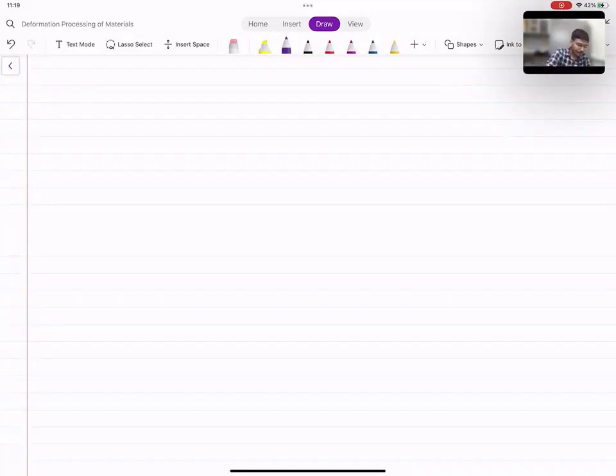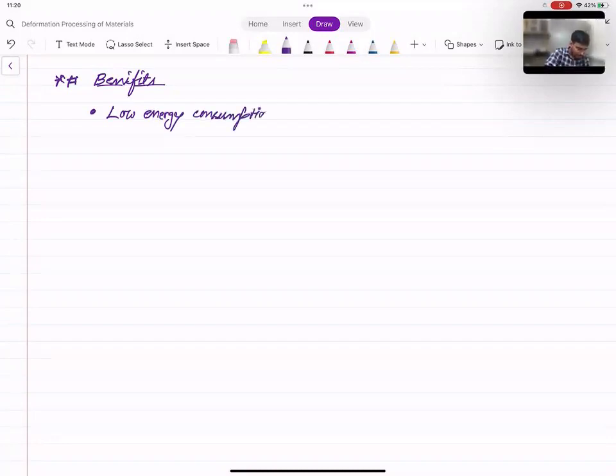Let us see some benefits of the electromagnetic forming. This process requires very low energy, or it has low energy consumption. And the productivity and reproducibility is very high in this case, because we can quickly put the blanks one by one and get them formed. So high reproducibility. Similar kind of shapes can be reproduced frequently here. And productivity is also higher.